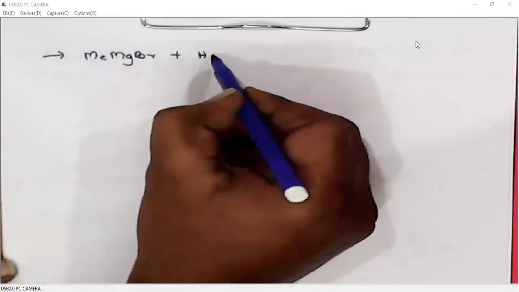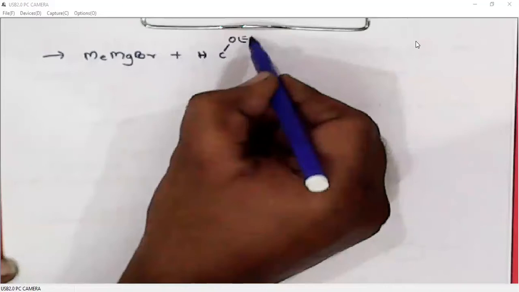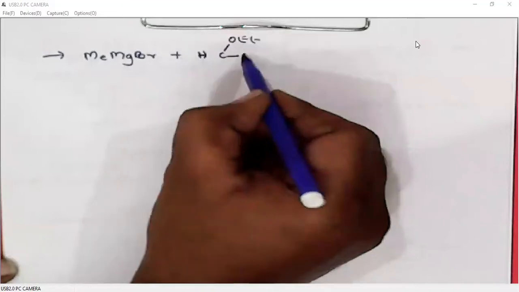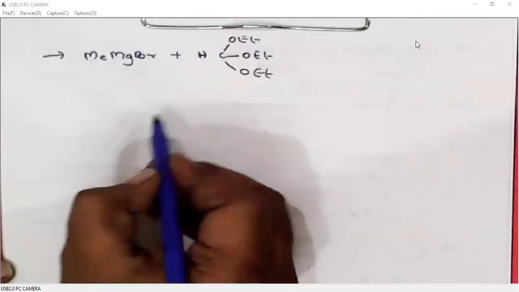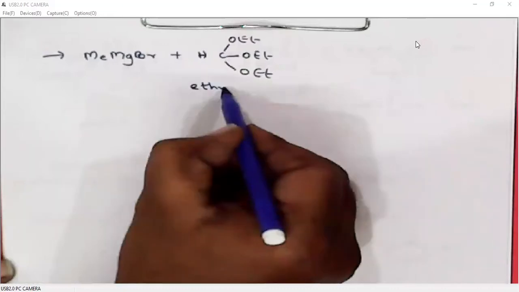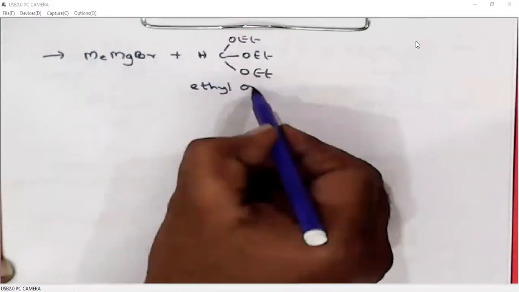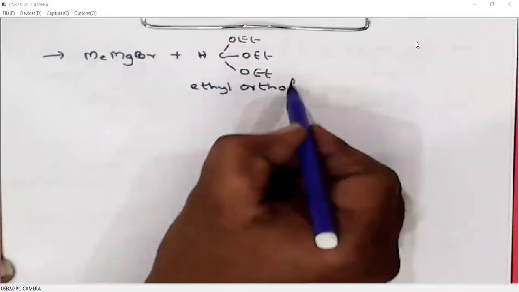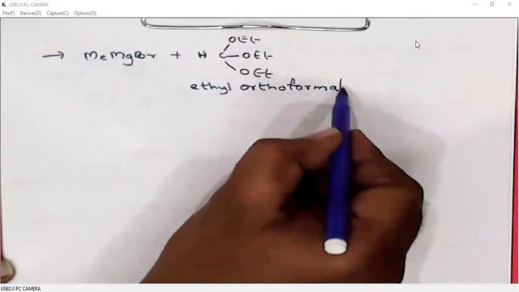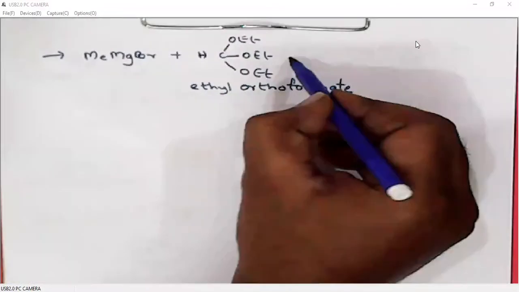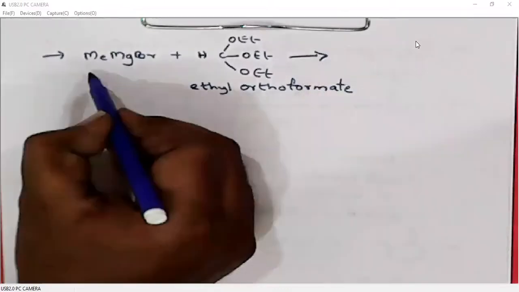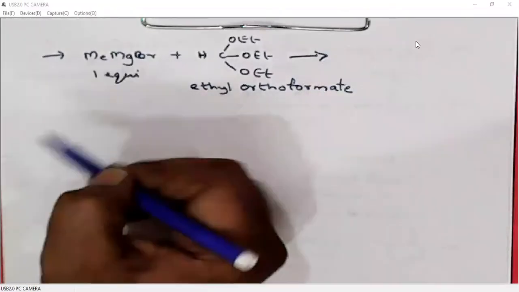Grignard reagents will react with orthoformates. This is called ethyl orthoformate. Here, only one equivalent of Grignard reagent will react with ethyl orthoformate.